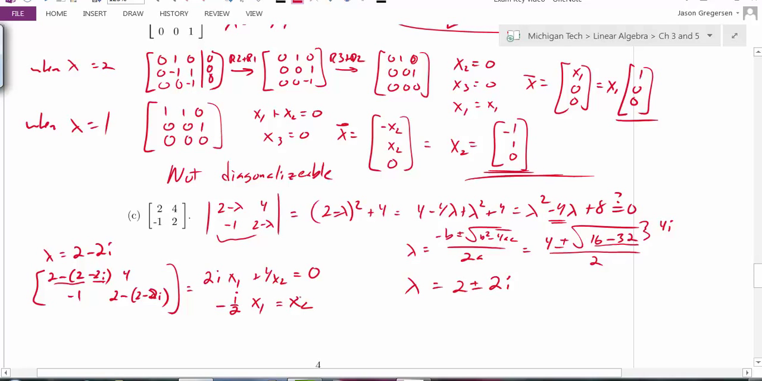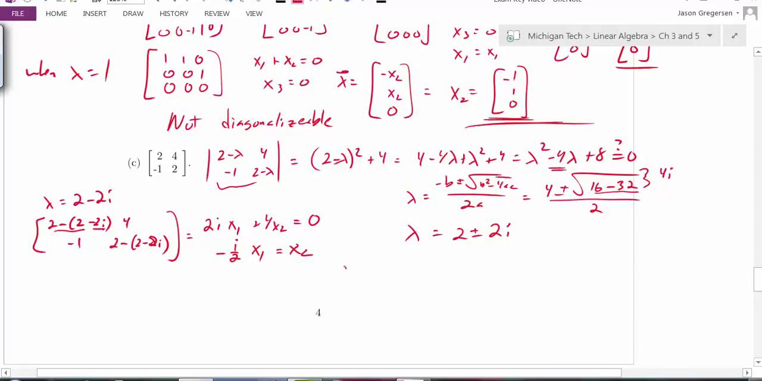I'm going to use this to generate my eigenvector now. So my eigenvector, which is some x1 value and some x2 value, in this case I'm treating x1 like it's the free variable. Once I pick a value for that, I would know what x2 is. x2 is negative i over 2 times x1. So this looks like any multiple of 1 and negative i over 2. Now I really do mean any multiple here.